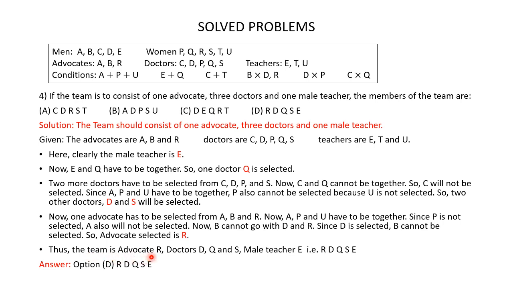Thus the team is advocate R, doctors D, Q and S, male teacher E. That is, the team is RDQSE. So the correct answer is option D, RDQSE.